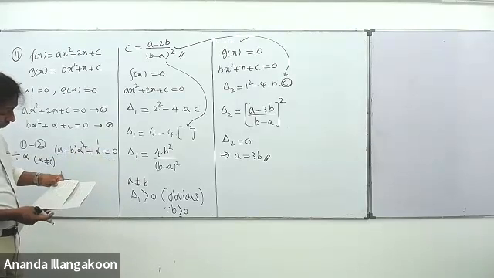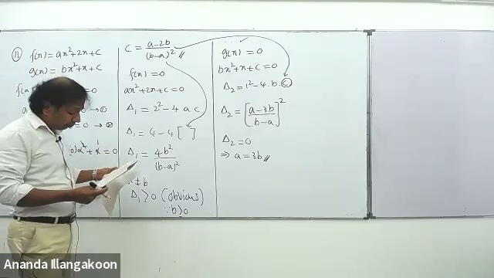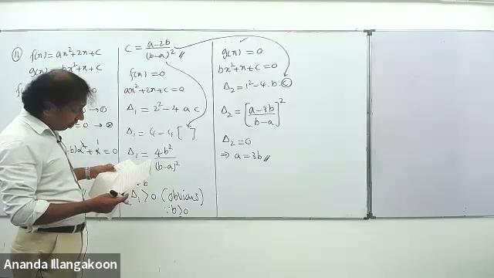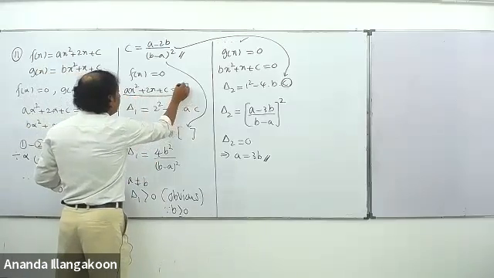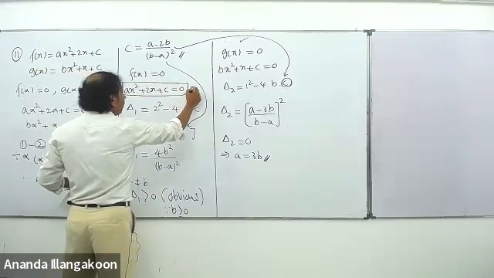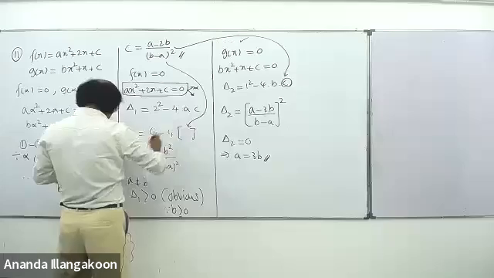Right. Next one is asking: if gamma and beta are the other roots of f(x) equals 0, right? f(x) equals 0 means this, no? Its one root is what? Alpha, the common root. The other one is given here as beta.